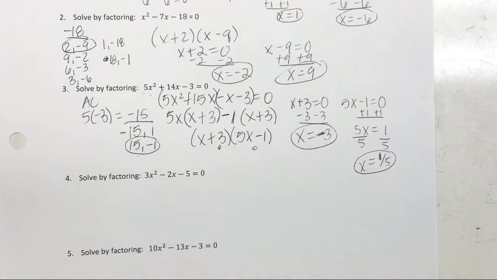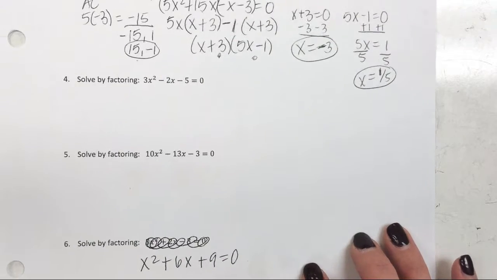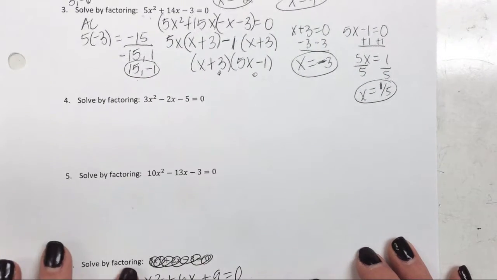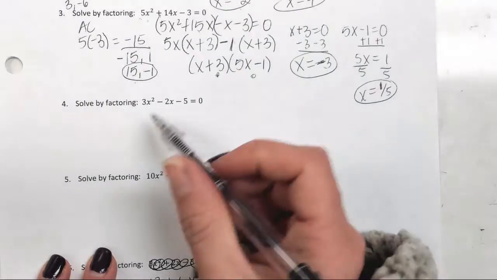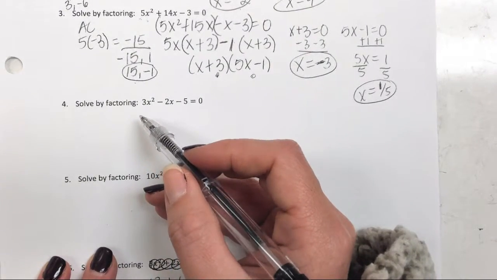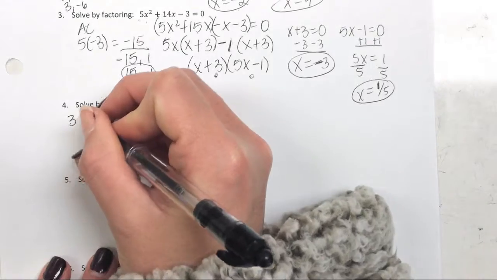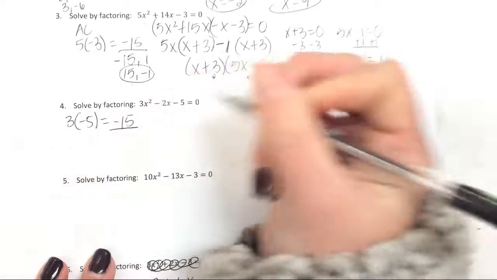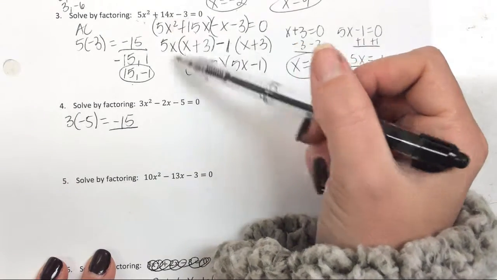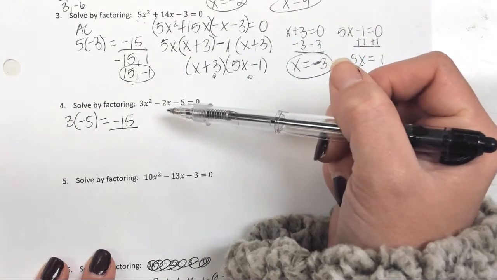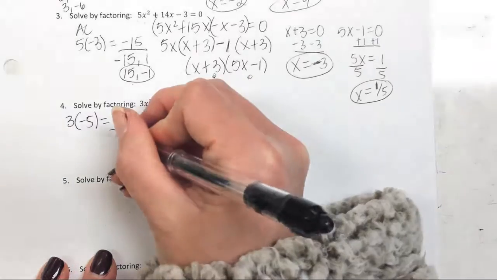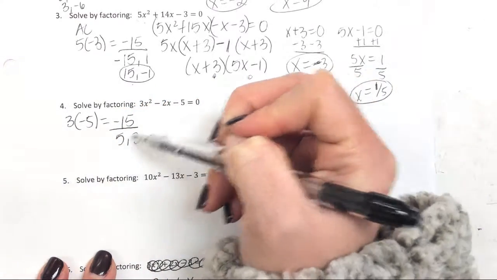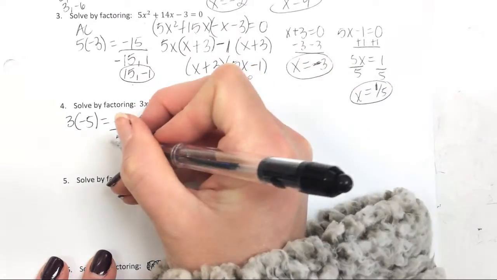Alright, moving on. So this one we're going to work out the same way as we did the previous, because this again has a number out front. So I'm going to have to find the factors of 3 times negative 5. So again, factors of negative 15. Instead of them adding together to get 14, I need to add them together to get negative 2. Well, I know I'm going to use 5 and 3. Because the middle term is negative, I'm going to make the bigger term, which is 5, the negative.